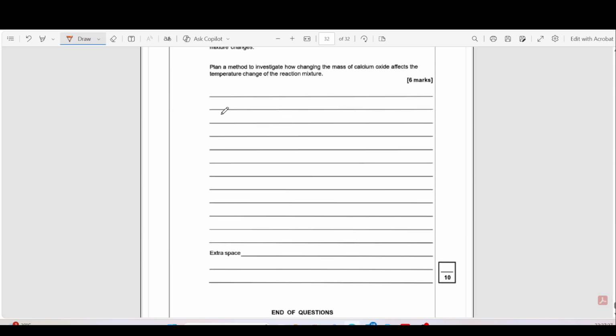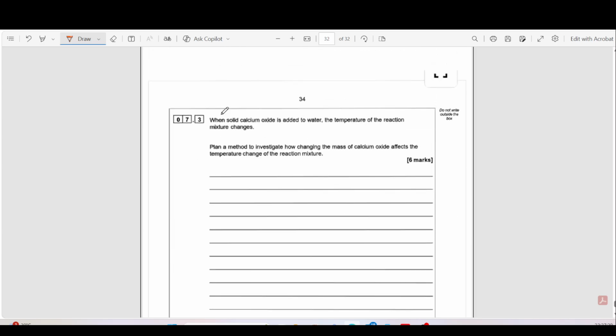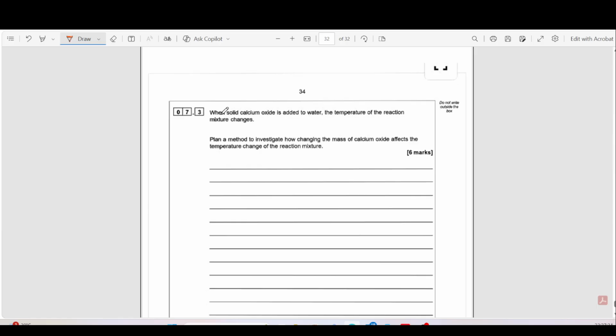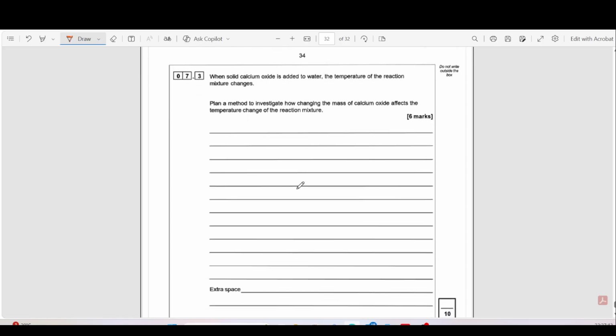So I think this is the last question, which is asking to plan a method to investigate. Okay, I think I will explain this in the next class.